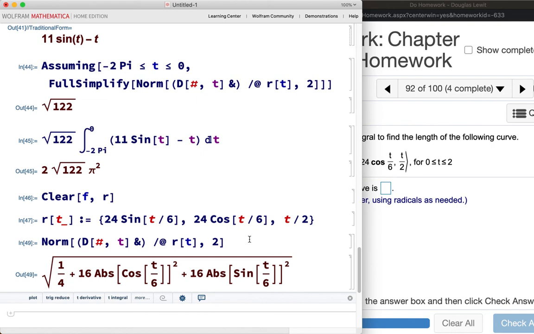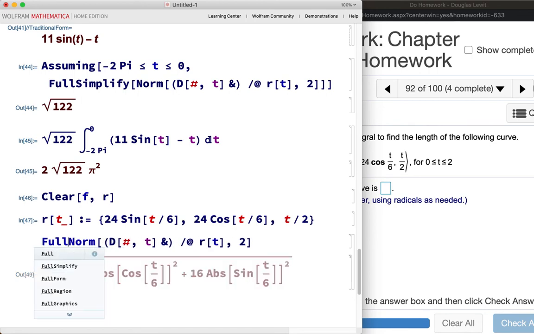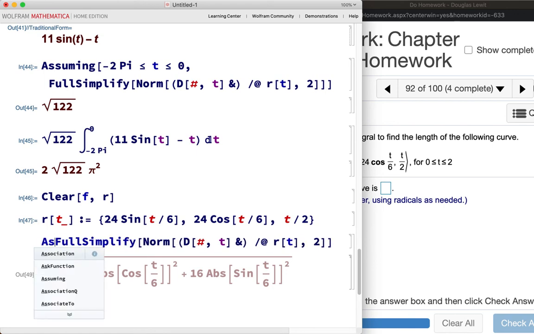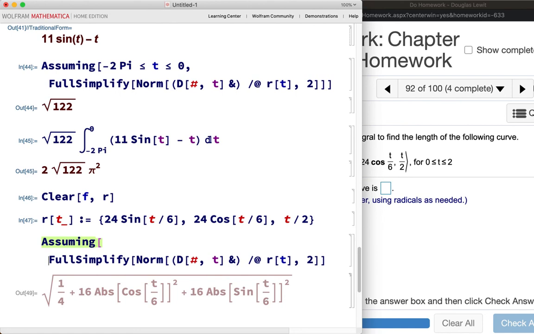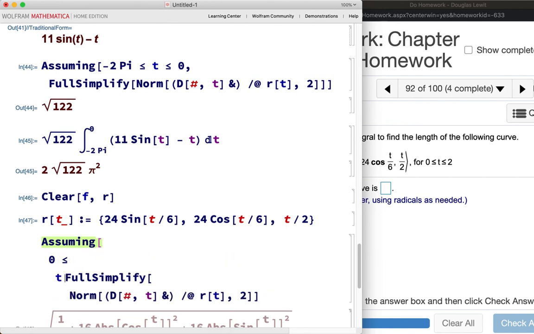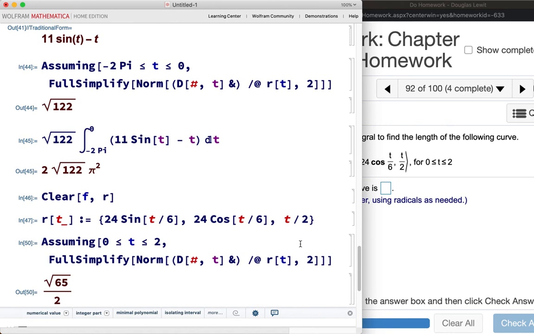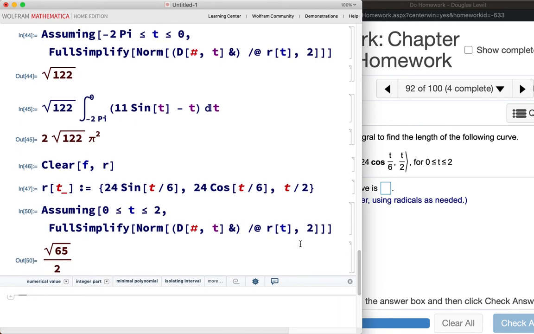Once again, Mathematica is giving us an answer that contains the absolute value function, which can make things a little tricky. So remember, guys, we have to tell Mathematica that t is in the interval from 0 to 2. How do you do that? FullSimplify, and then add an assumption that 0 is less than or equal to t, and t is less than or equal to 2. So we get the square root of 65 over 2.